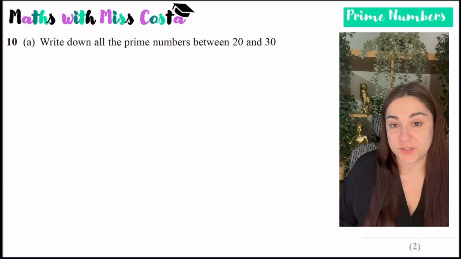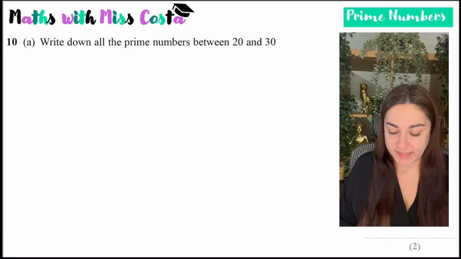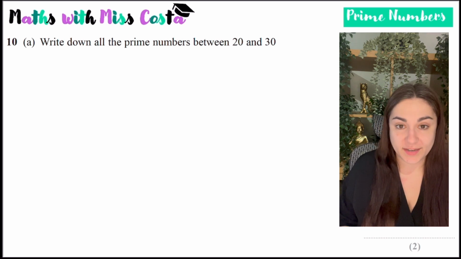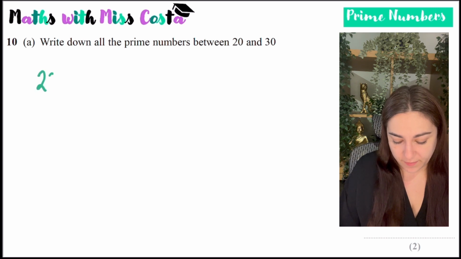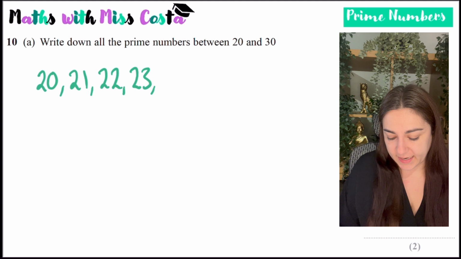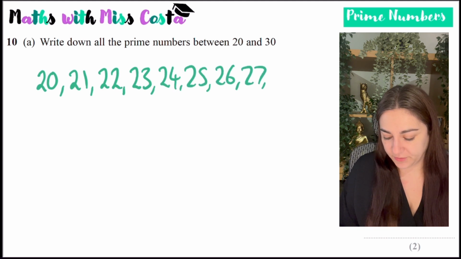Okay, next I'm told to write down all the prime numbers between 20 and 30. So you might intrinsically know these already. If you don't, then the best thing to do is to actually just write out all of the numbers. And then we can do something through process of elimination.